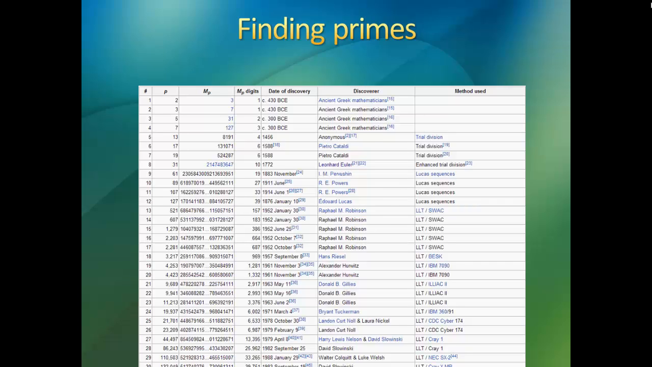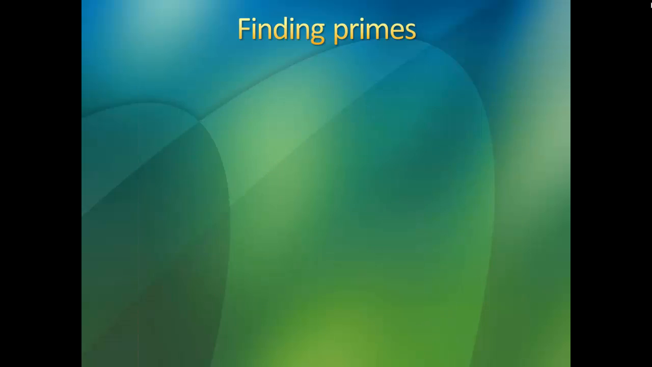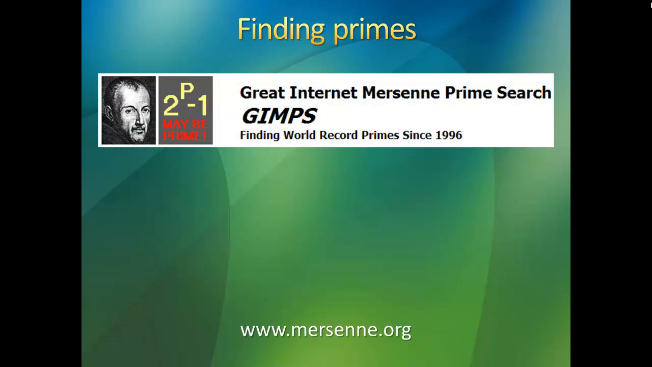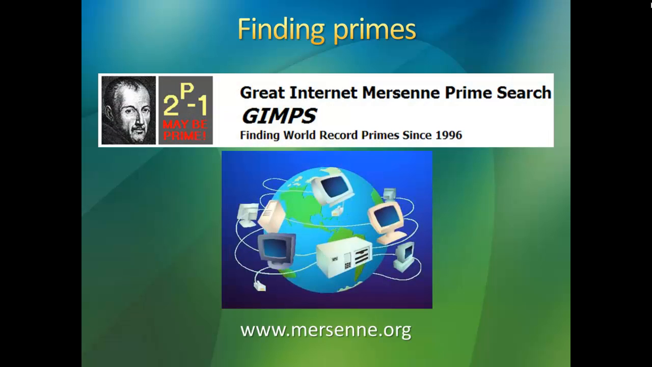Since 1996, as the size of these Mersenne primes has gotten astronomically huge, the quest for larger and larger Mersenne primes has been carried out by what is known as the Great Internet Mersenne Prime Search, or GIMPS for short, which runs on computers all over the world to try to find the next one.